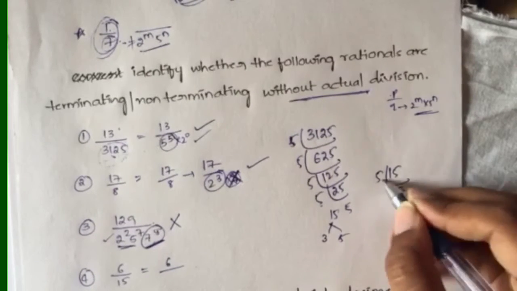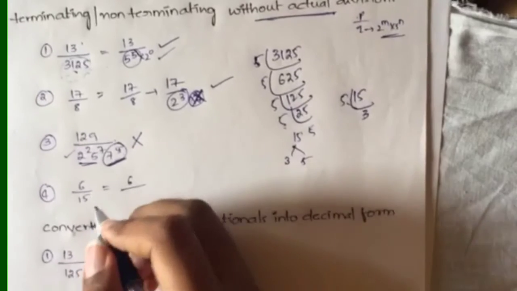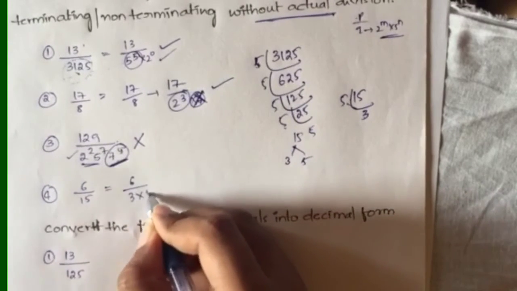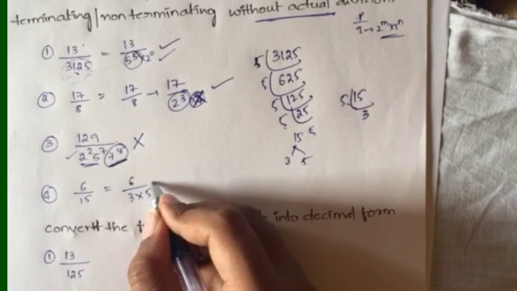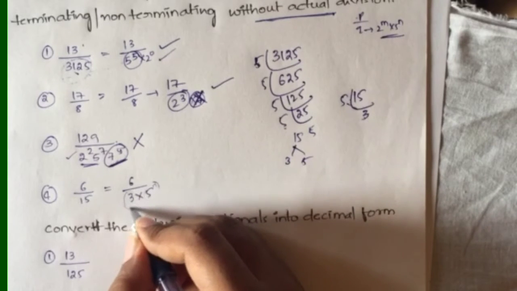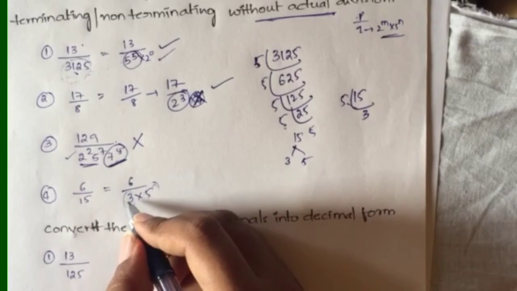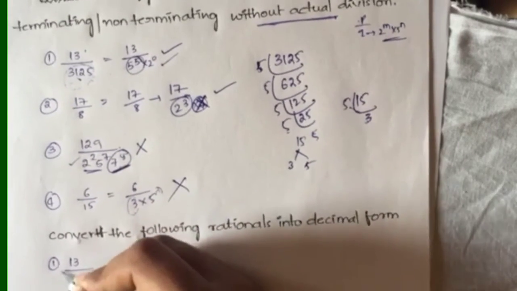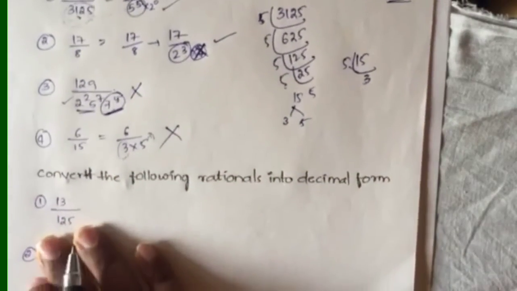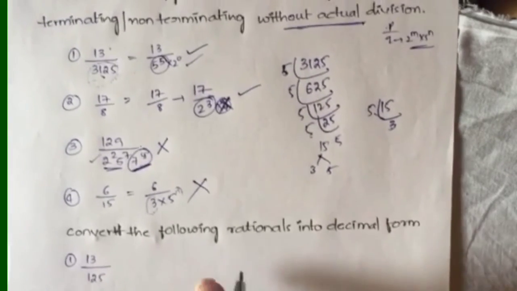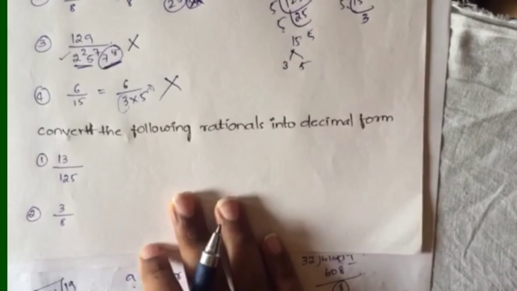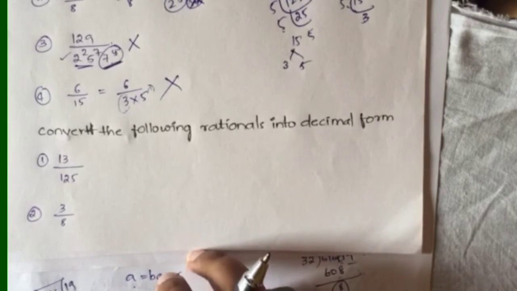5, here you will get 3. So 5 into 3. So 15 will be expressed as 3 into 5. Okay, 5 power n is satisfied, but you are getting another number other than 2 and 5, that is 3. So that is the reason why it is also not a terminating decimal. It is also a non-terminating decimal. Got it? And the next question we have is convert the following rationals into decimal form.